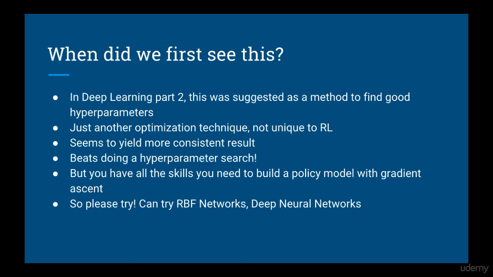You may also recall from Deep Learning Part 2 that this was one of the methods we suggested could be used to find a good set of hyperparameters for training a neural network. So this is in fact just another optimization technique, not unique to reinforcement learning, but particularly helpful in some situations. I found that this method generally yields more consistent results than gradient descent, and it beats trying to do a hyperparameter search. However, since you have all the skills you need to build a parameterized policy and perform gradient ascent on the performance, you are encouraged to try and to see if you can find good hyperparameters. Try using both neural networks and linear models with radial basis function kernels.